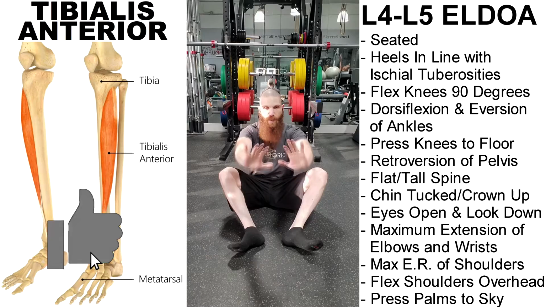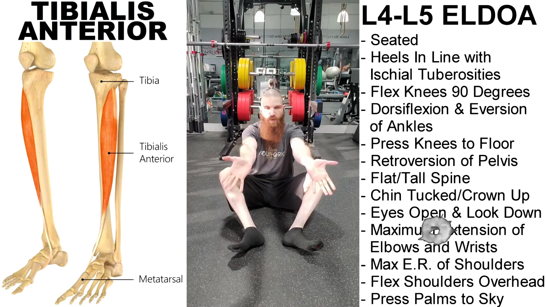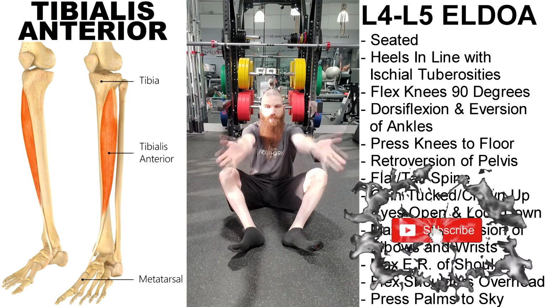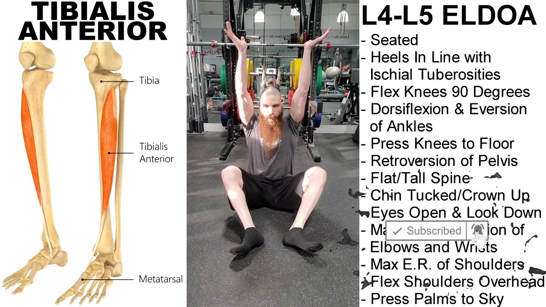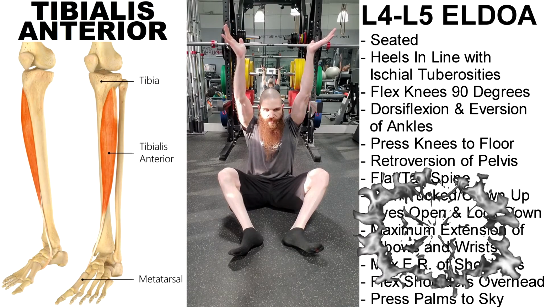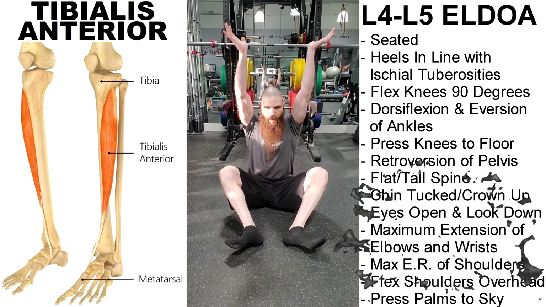With the arms, maximum extension of elbow and wrist, maximum external rotation of shoulders, flex shoulders to the level of coronal plane, so bicep in line with the ear. We're going up with the palms, up with the crown of the head, pushing down with the knees, and this is the L4, L5 ELDOA.